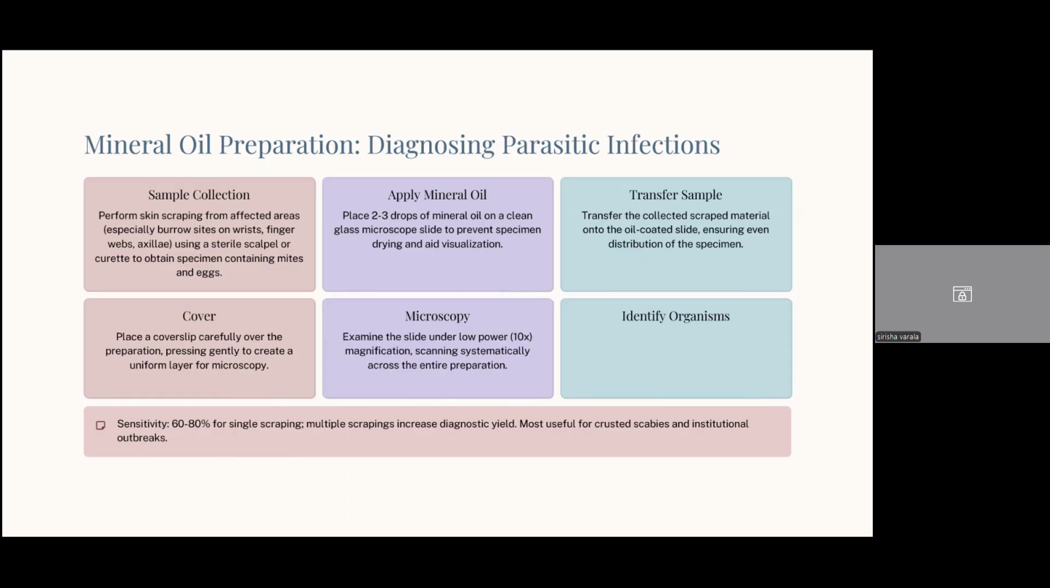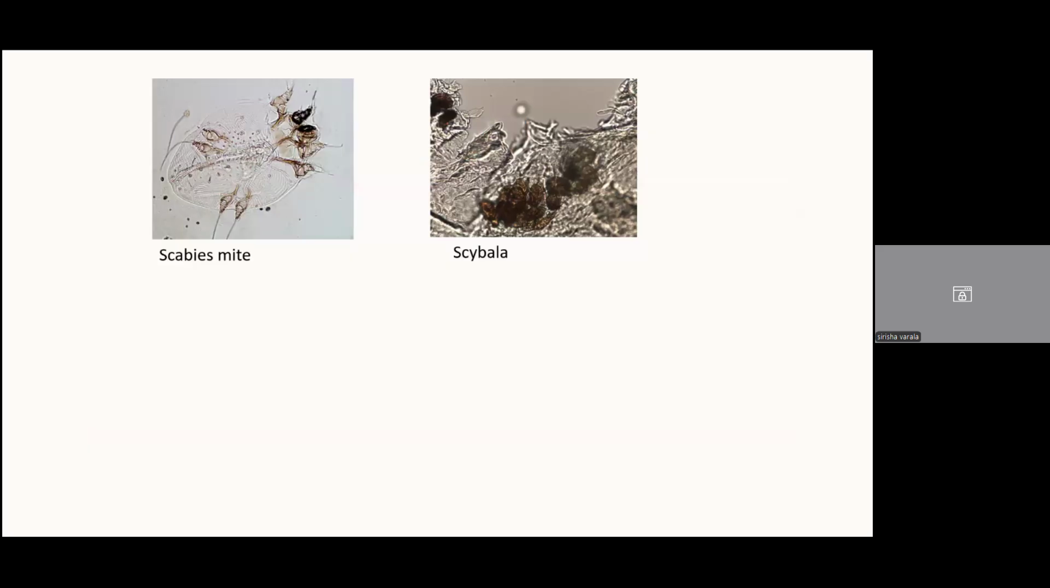You have to examine first under low power magnification systematically, and then you can go for the high power 100x oil immersion. We look for the characteristic findings, which in scabies are the mites, the eggs, and the fecal pellets as well. The sensitivity is almost 60 to 80% for a single scraping. Multiple scrapings will increase the diagnostic yield. So for clustered scabies and institutional outbreaks, it's a very good procedure. This is how the scabies mite looks under oil immersion. And these are the scybala, which are the fecal pellets.